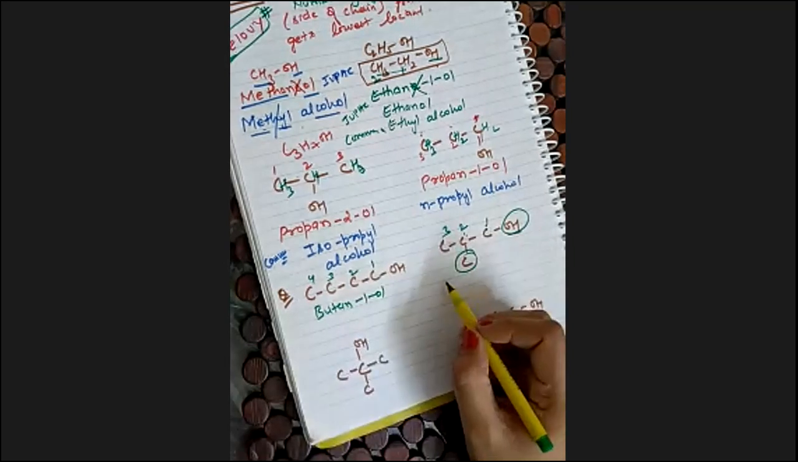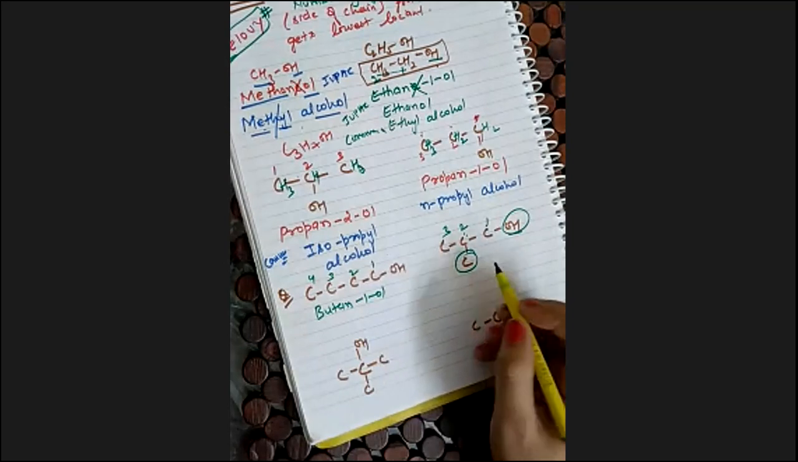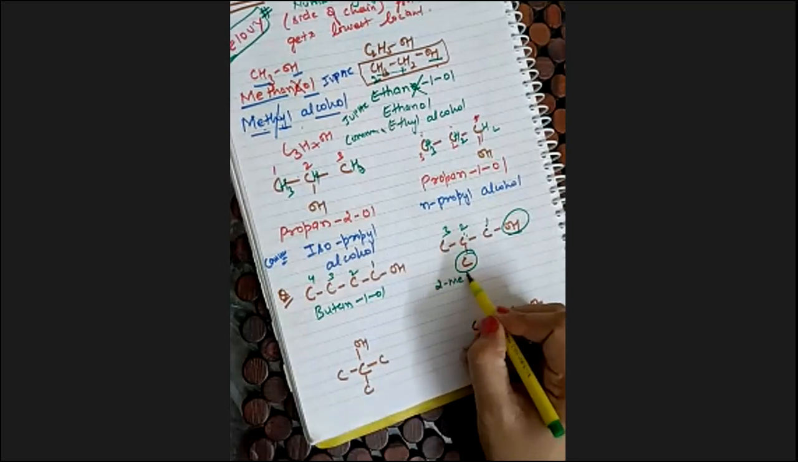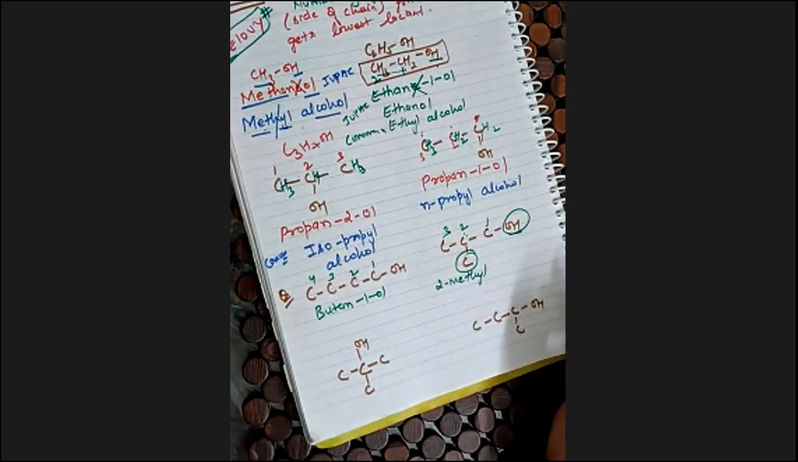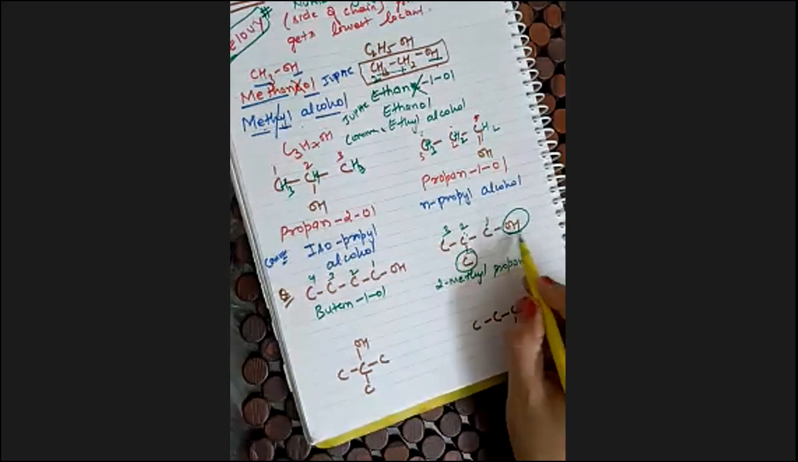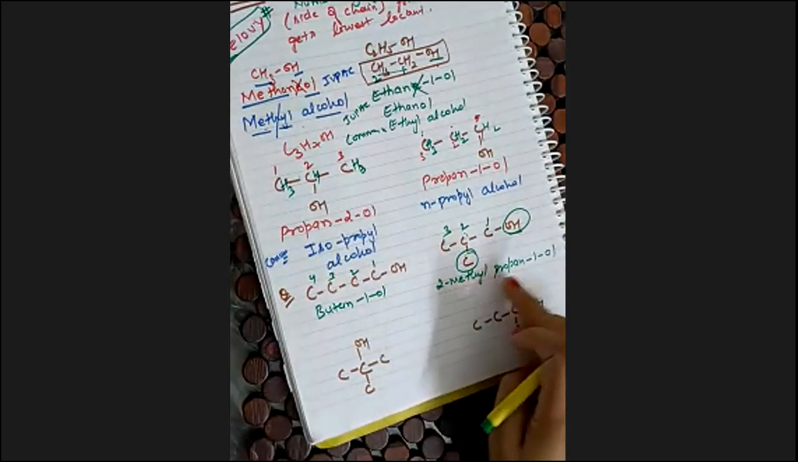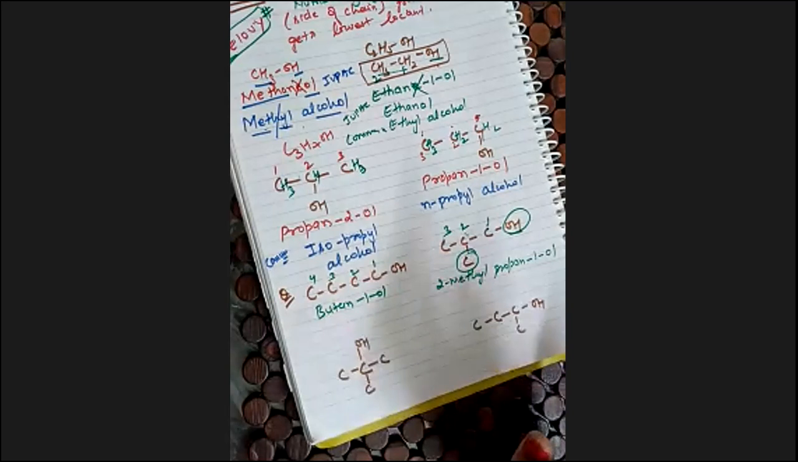So while doing nomenclature, we will consider the alphabetical order. On second position we have 2-methyl, methyl group, propane, and on first place we have ol. So this will be 2-methylpropan-1-ol. Clear?